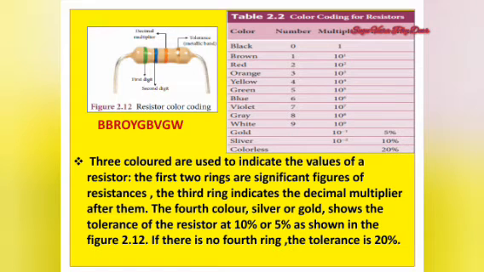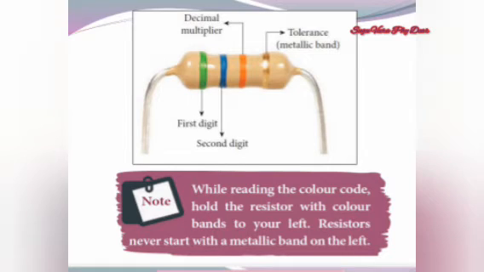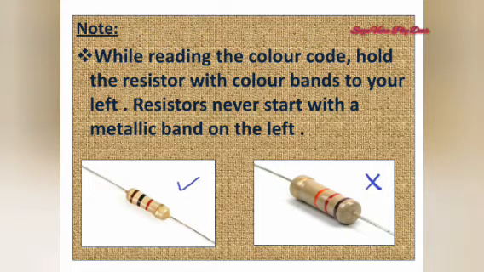Three colored rings are used to indicate the value of a resistor. The first two rings are the significant figures of the resistance. The third ring indicates the decimal multiplier after them. The fourth color, silver or gold, shows the tolerance of the resistor at 10% or 5%. If there is no fourth ring, the tolerance value is 20%. While reading the color code, hold the resistor with the color bands to your left. A resistor never starts with a metallic band on the left.